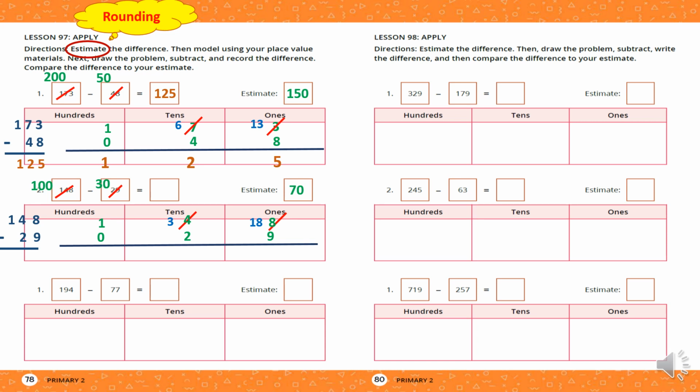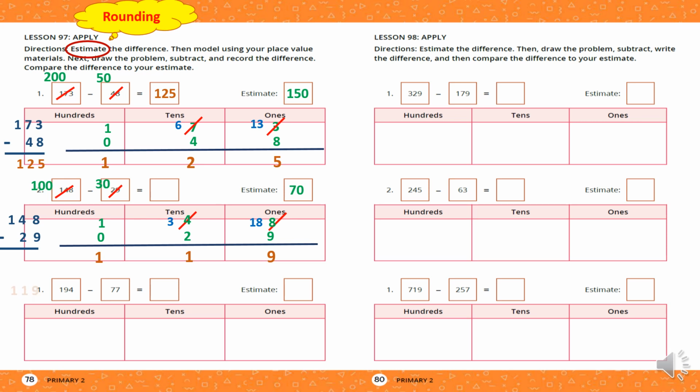Now we have more on top. 18 is greater than 9. So count from small number to big number. After 9: 10, 11, 12, 13, 14, 15, 16, 17, 18. How many fingers do we have? 9. So we will write 9. 3 minus 2 equals what? 3 minus 2 equals 1. 1 minus 0 equals 1.